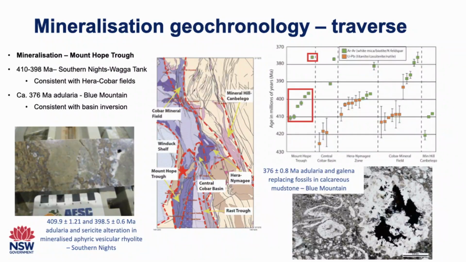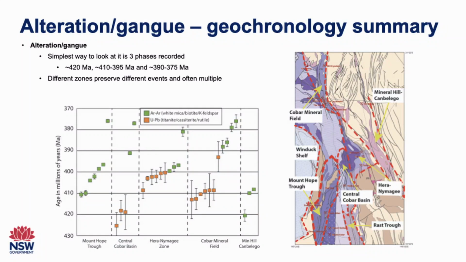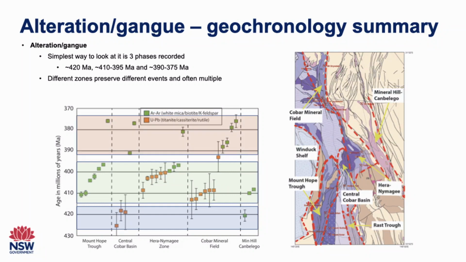But one there that was interesting was the adularia at Blue Mountain, which is here. So adularia at Blue Mountain, as a part of that system, replaces fossils, and all of the sulfides are in there with adularia replacing the fossils, and we got a good 370 million year age for that adularia, suggesting that the replacement at Blue Mountain is probably an inversion-related phase of the system. So, quick summary. 3 main phases, the 420, the 410 to 400, and then the inversion-related systems at 390 to 380. But also we're seeing different zones express different ages of mineralisation, and often multiple.